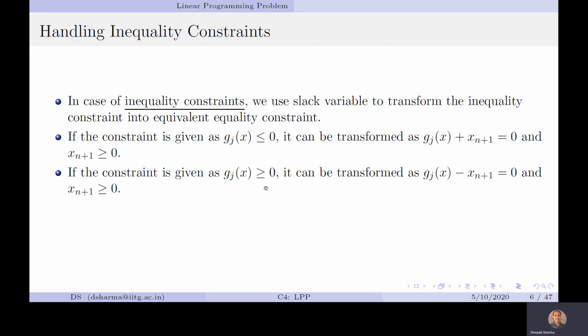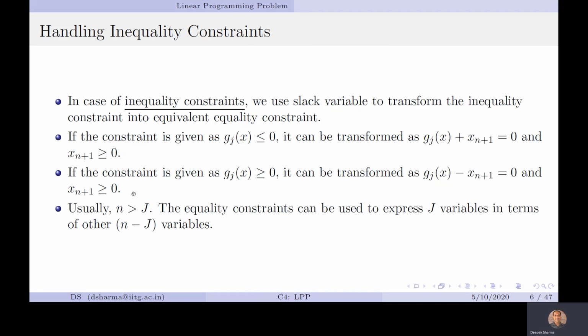Similarly, we can have an inequality constraint in the form of Gj of X greater than 0. In this case, we subtract the slack variable from our inequality constraint, as you can see: Gj of X minus x n plus 1 equals 0. So what we are doing is converting these inequality signs into equality signs by either adding or subtracting the slack variable.